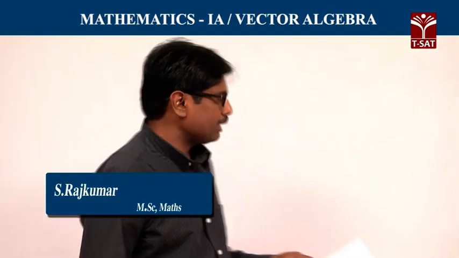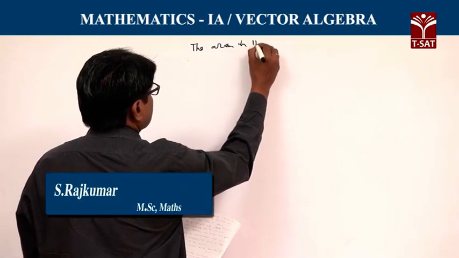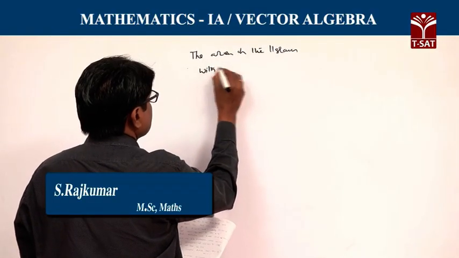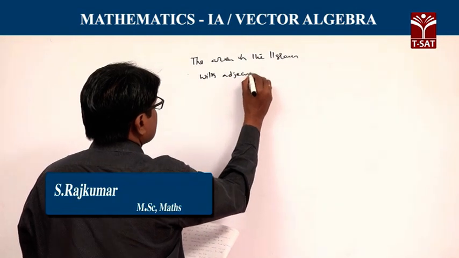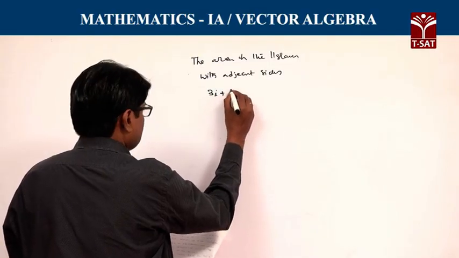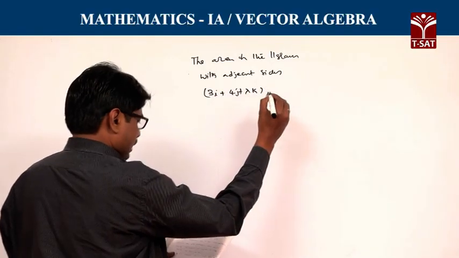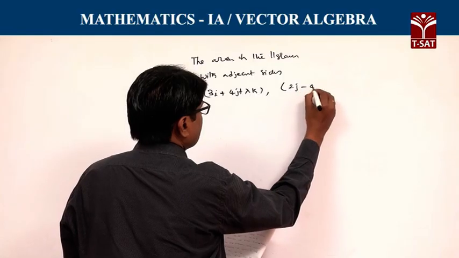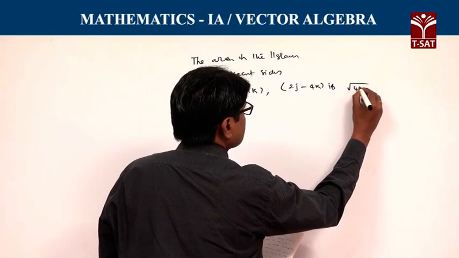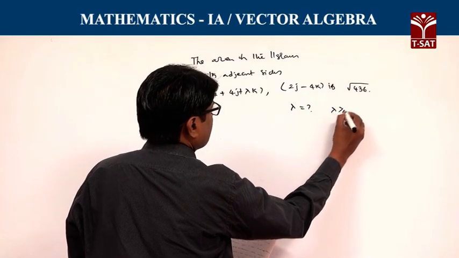Okay, the area of the parallelogram with adjacent sides given by 3 times i bar plus 4 times j bar plus lambda times k bar and 2j bar minus 4k bar is root 436. Then the value of lambda, where lambda is greater than or equal to 0.